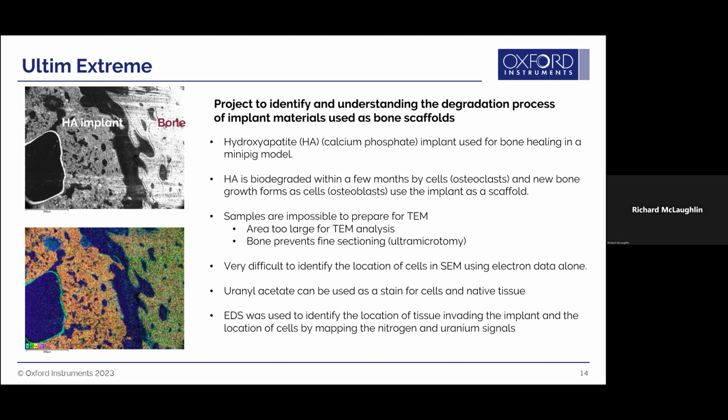So this was kind of impossible to do with TEM. For one thing, these samples were rather large, and it was just difficult to sample. So they decided to use an extreme detector on a FIB and then stain the sample with uranyl acetate to highlight cells that were producing new bone growth.